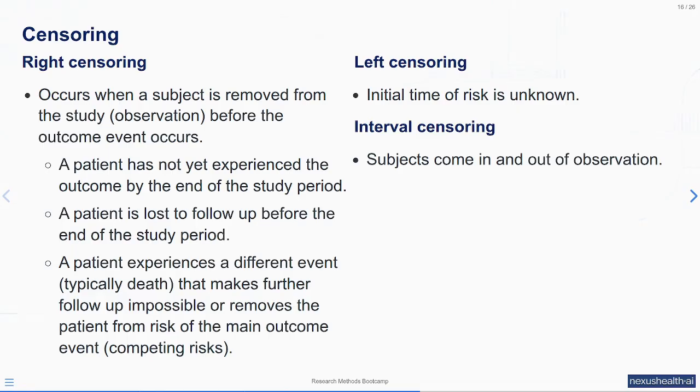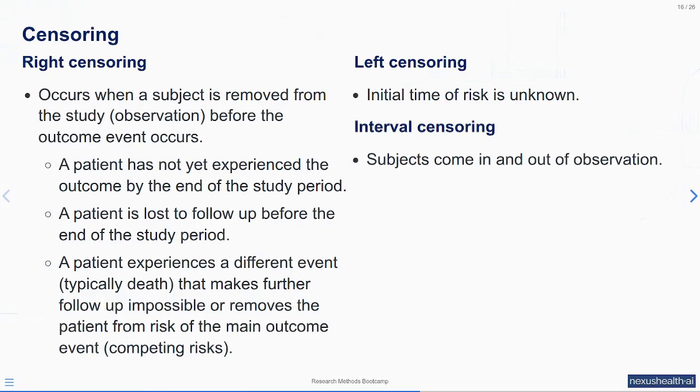So a patient has not yet experienced the outcome by the end of the study, the patient is lost to follow-up before the study ends, or the patient experiences a different event that makes further follow-up impossible or removes the patient from the risk of the main outcome. So it's either death or some other competing risk. So basically the person is removed from observation before we observe the outcome event in the person.